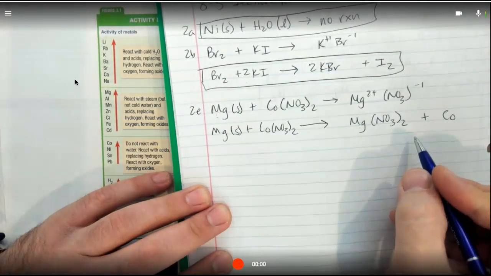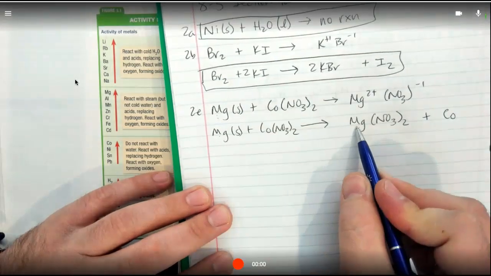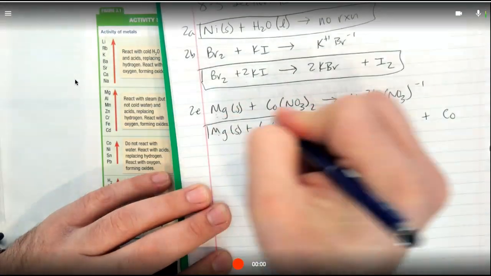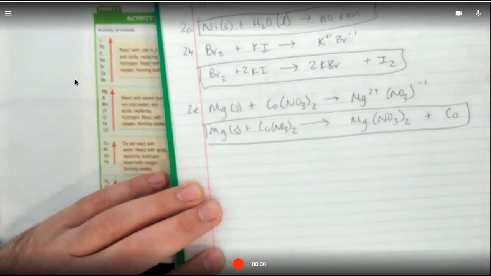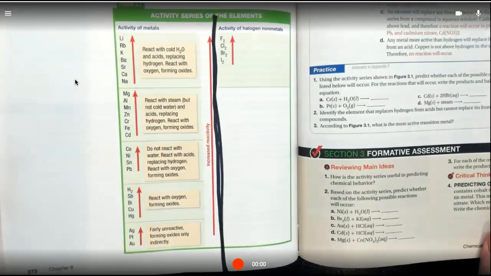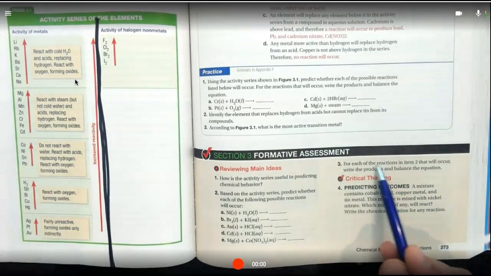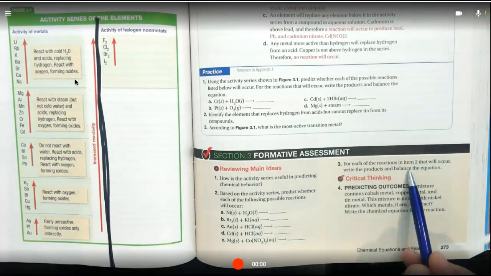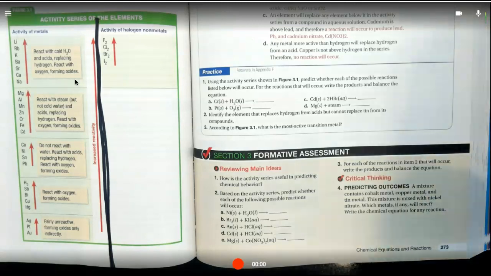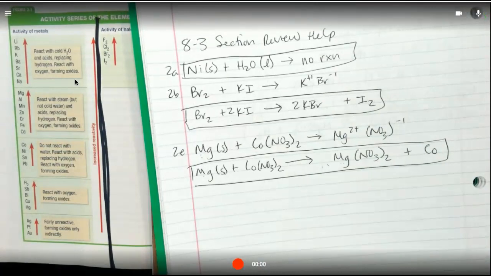Now we can go back and check to make sure that the equation is balanced. We have 1 magnesium, 1 magnesium. That's good. 1 cobalt, 1 cobalt, 2 nitrates, 2 nitrates. So that's our balanced chemical equation for 2E. So if we read number 3 here, it says for each of the reactions in item 2 that will occur, write the products and balance the chemical equation. So for those equations that do react, we would have our balanced chemical equation here.